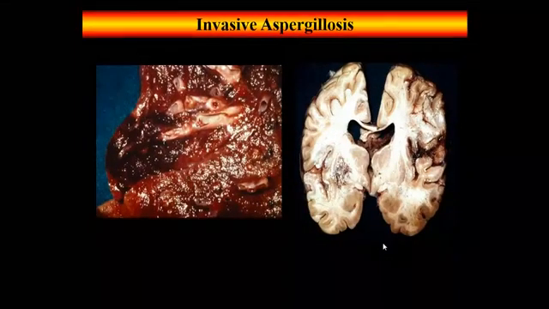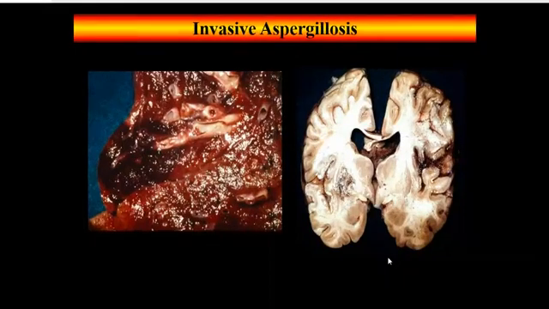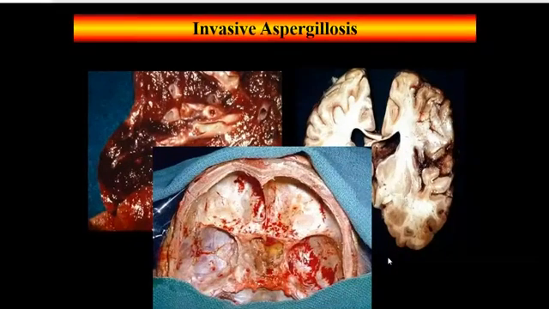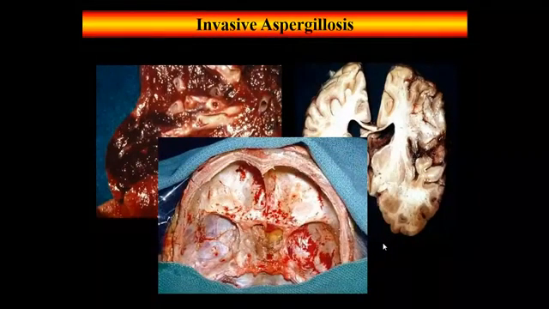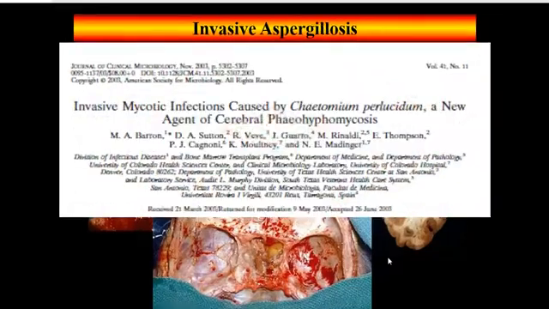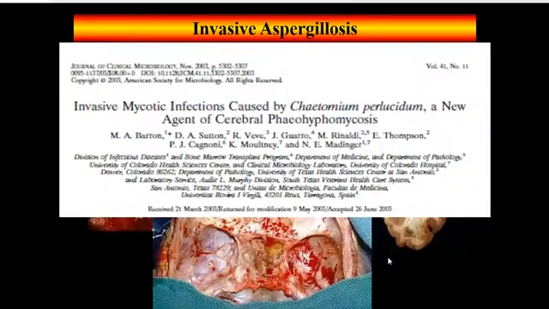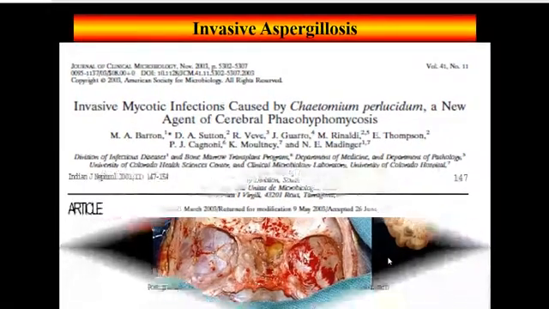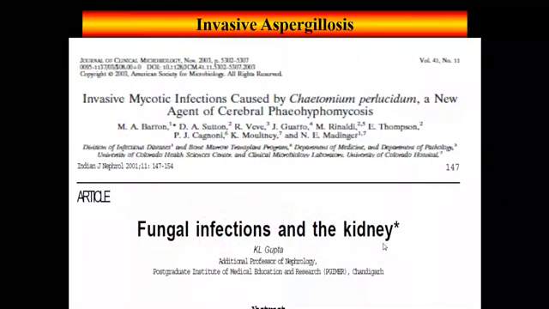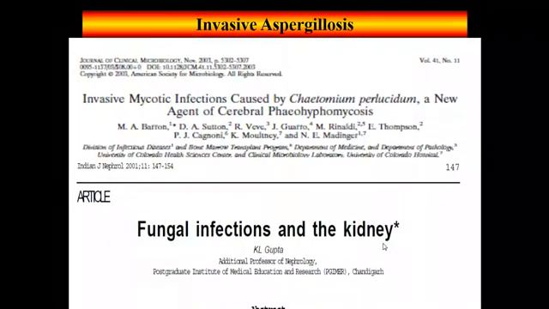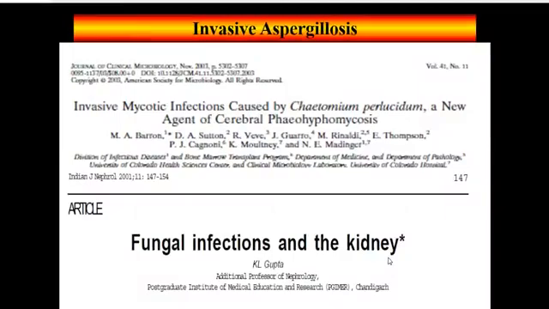So you can find it maybe in the brain, in the liver, and even in the kidney. You can also find other types of fungi, like Chaetomium and Verruculina, which have already affected the brain. Also, fungal infection of the kidney is already reported and documented by international researchers worldwide.